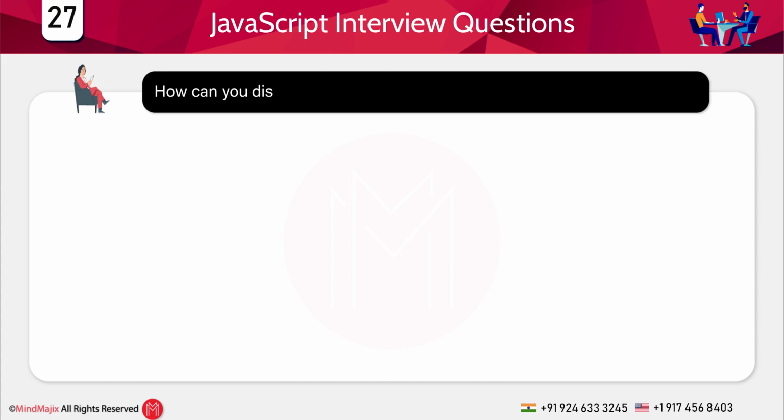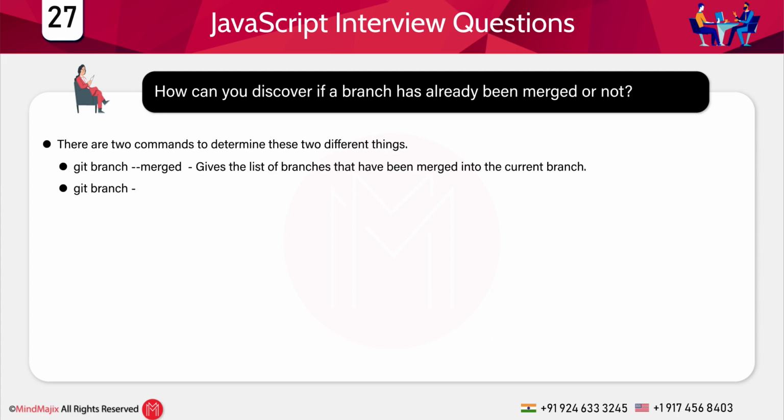How can you discover if a branch has already been merged or not? Using the command git branch --merged or git branch --no-merged. --merged gives a list of branches that have been merged into the current branch, and git branch --no-merged gives you the list of branches that have not been merged.